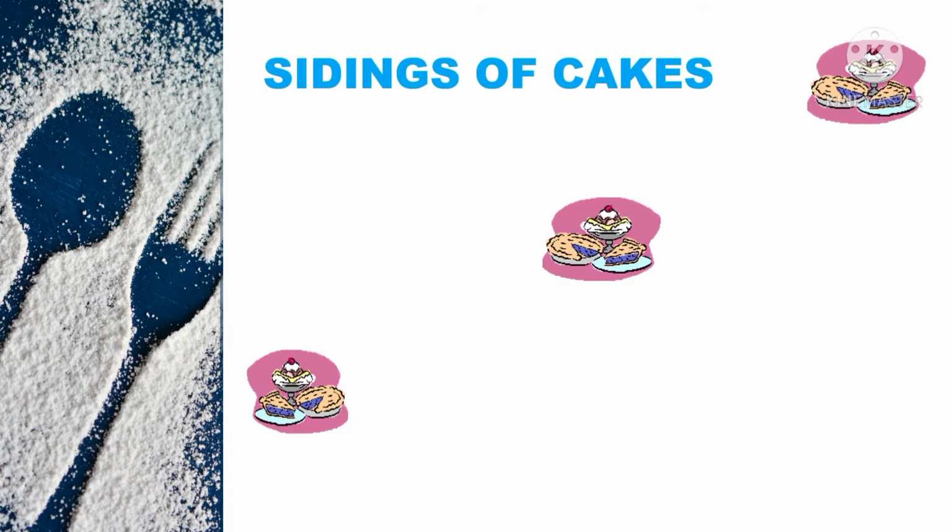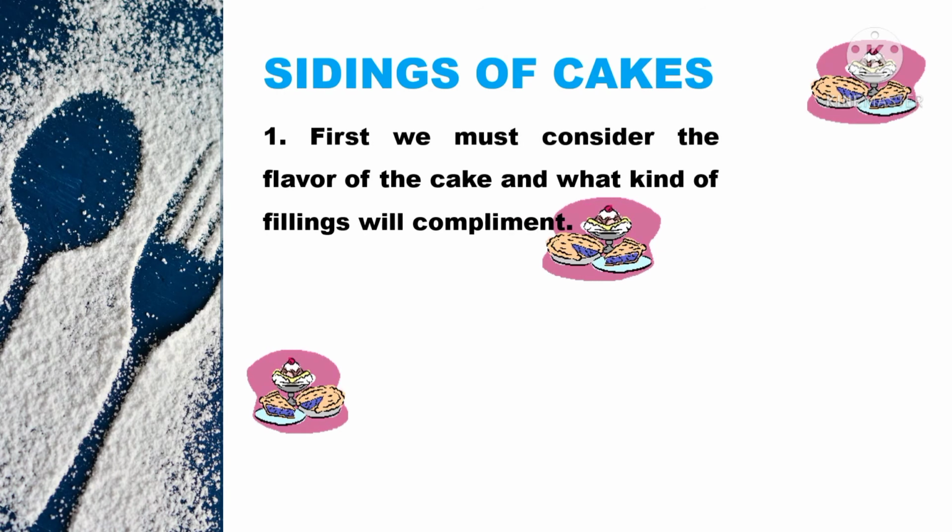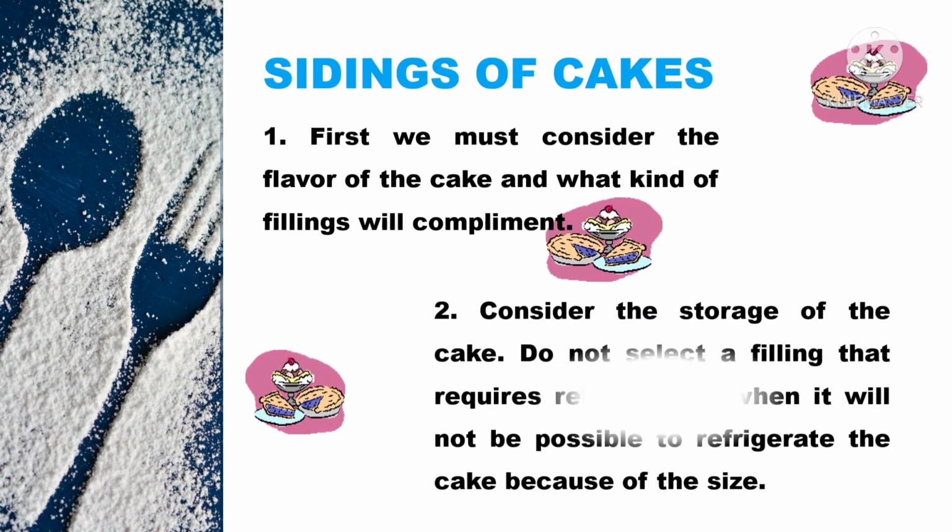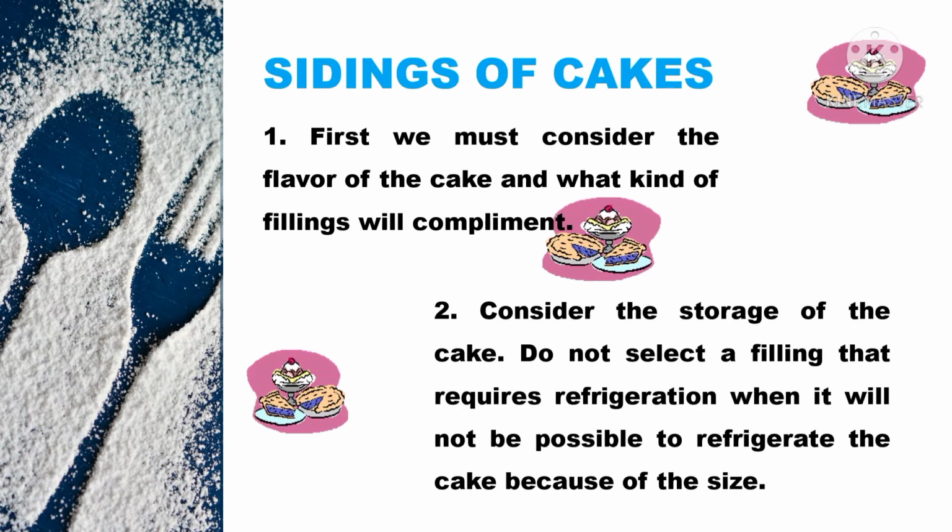Next, fillings of cake. When we talk about the fillings of cake, it pertains to different fillings and garnishes, or how we will decorate or present a cake. We have here the steps. Number 1, first, we must consider the flavor of the cake and what kind of fillings will complement. Second, consider the storage of the cake. Do not select a filling that requires refrigeration when it will not be possible to refrigerate the cake because of the size.